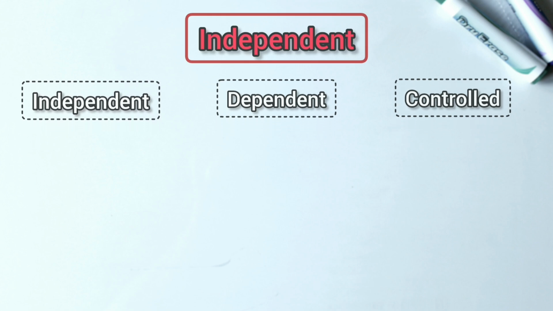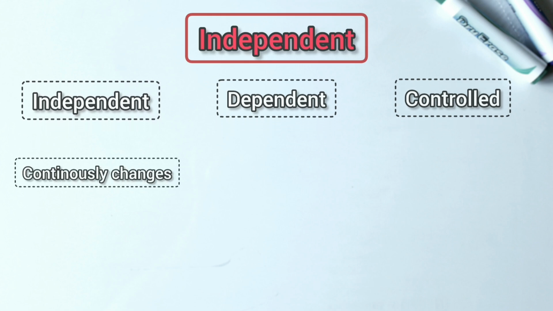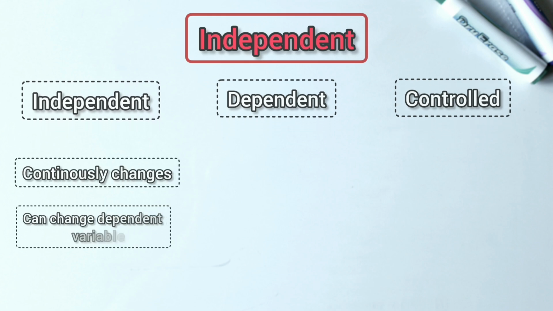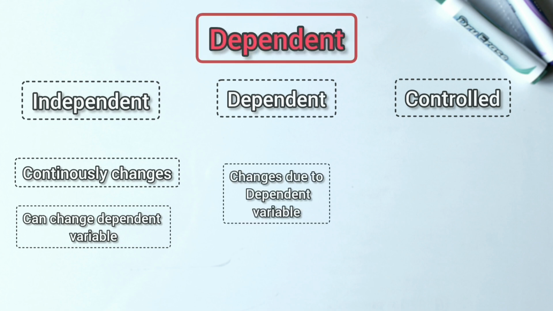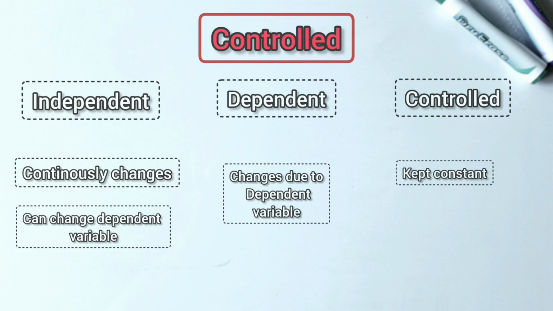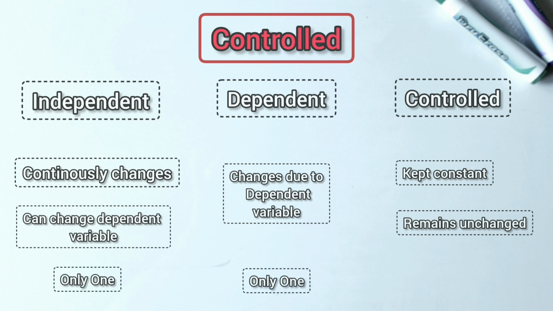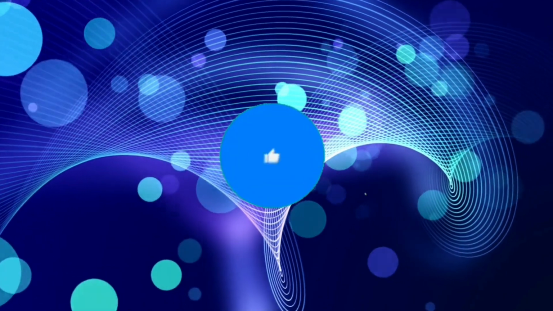Independent variables are continuously changed during an experiment. They can change the dependent variable. Dependent variables, on the other hand, change as a result of the independent variables. Controlled variables are kept constant. They will remain unchanged throughout the experiment. One more thing. There can be only one dependent and one independent variable at a time, but there can be multiple controlled variables at once. I hope the concept is clear now.